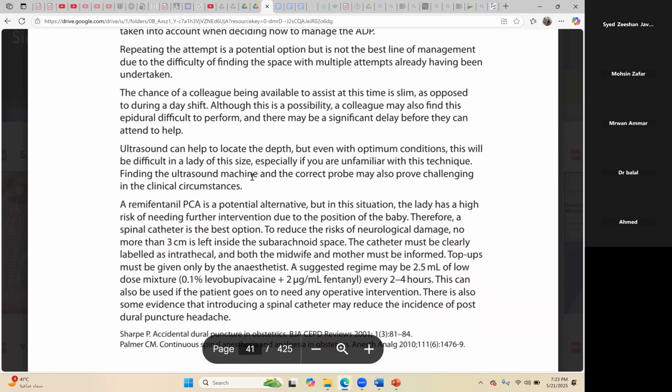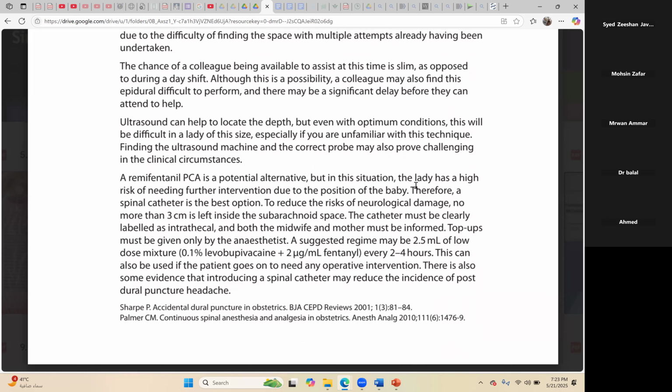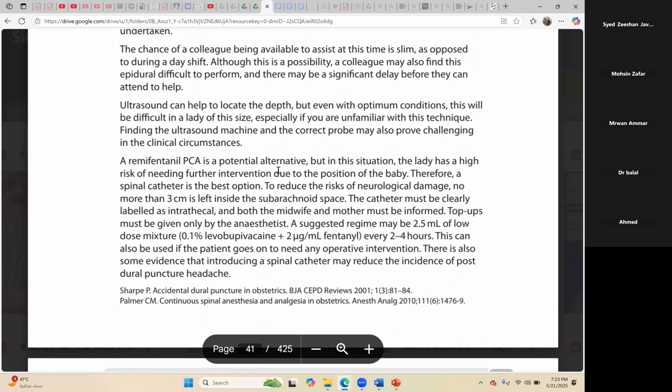Ultrasound can help to locate the depth, but even with optimum conditions, this will be difficult in a lady of this size, especially if you are unfamiliar with this technique. Finding the ultrasound machine and correct probe may also prove challenging. Remifentanil PCA is a potential alternative, but in this situation, the lady has a high risk of needing further intervention due to the position of the baby. Therefore, a spinal catheter is the best option.